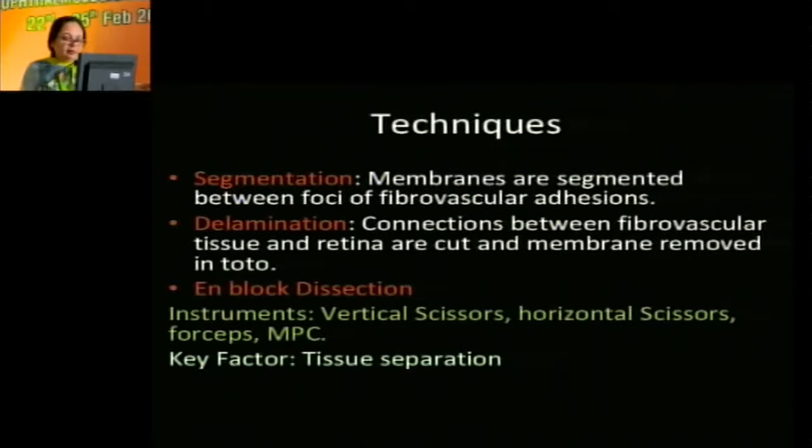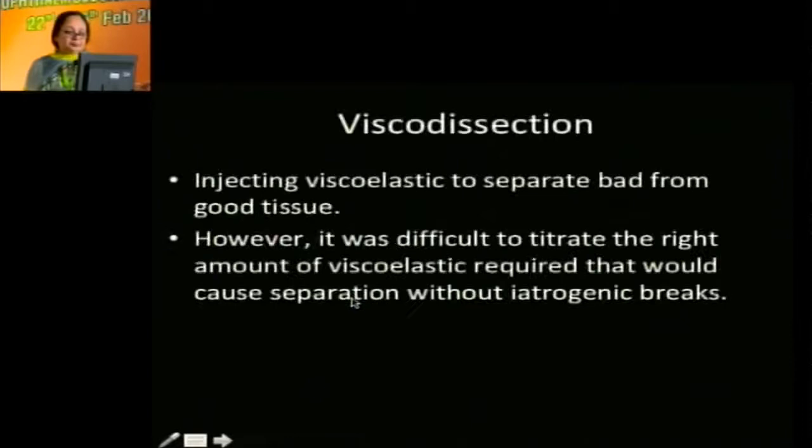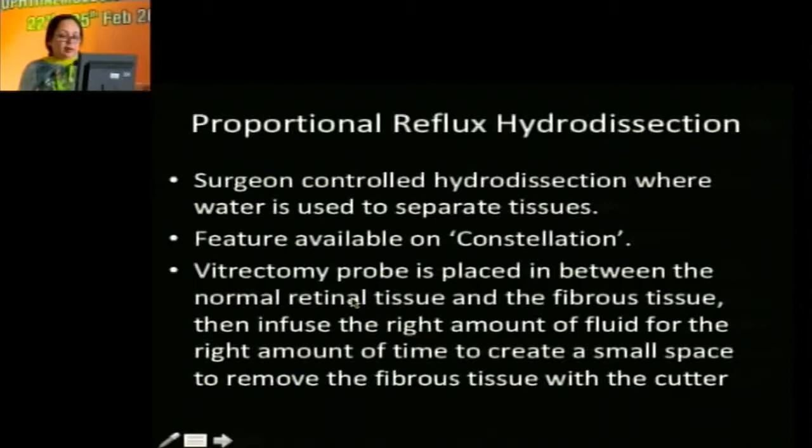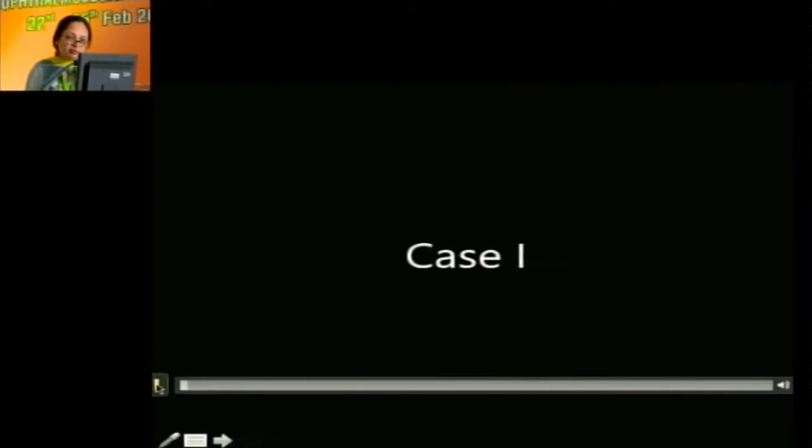I'm not going to go into a lot of details of these techniques. There are different techniques by which you separate these fibrovascular membranes from the underlying retina. That can include segmentation, delamination. You can use multiple instruments. But these days, viscodissection was never so popular. What I'm going to show you is that these days, with the instruments that are available to us, the cutters, the 27 gauge, actually, the only thing you need is just a good cutter. If you have Constellation proportional reflux, you are able to do most of the dissection. With this, I'm going to show you one short video of such surgery.